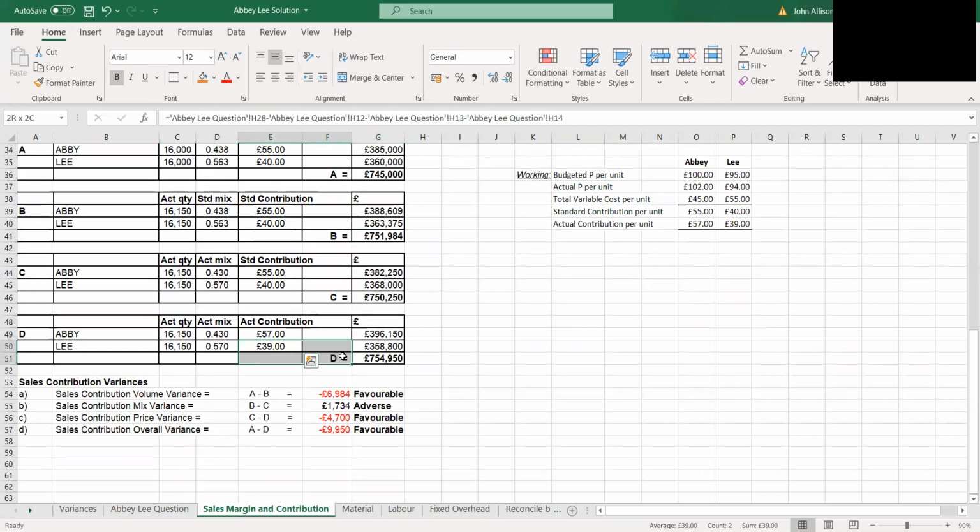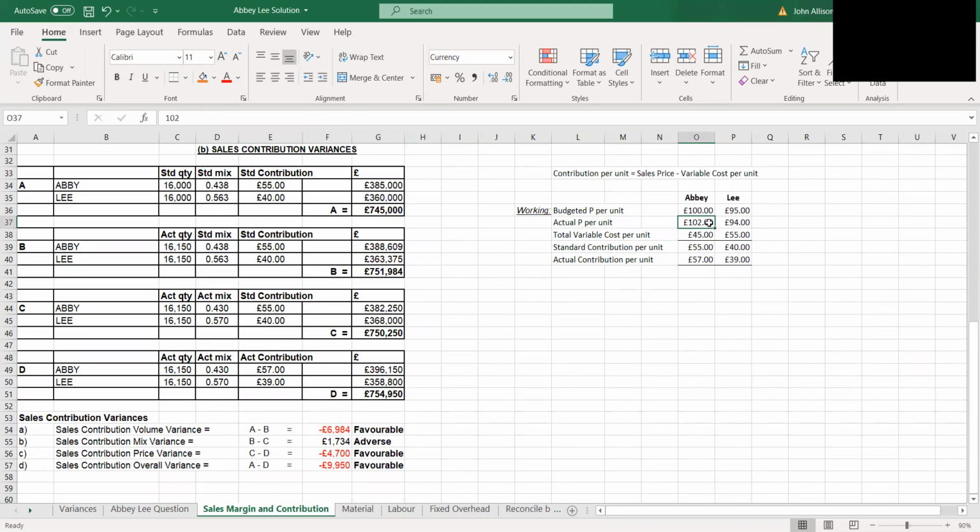The only thing different now then for D is going to be the actual quantity, actual mix, then the actual contribution. So to get the actual contribution, it's going to be the actual sales price, take away the total variable costs. So in this case for Abbey, it'll be 102, take away the 45, which will give us 57. And for Lee, it will be the actual price of 94, take away the total variable cost of 55, which will give us 39. So we plug those numbers in, 57 for Abbey, 39 for Lee. We multiply through, get the total for Abbey, total for Lee, then it gives us D.